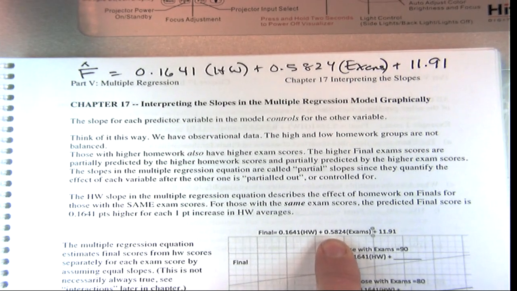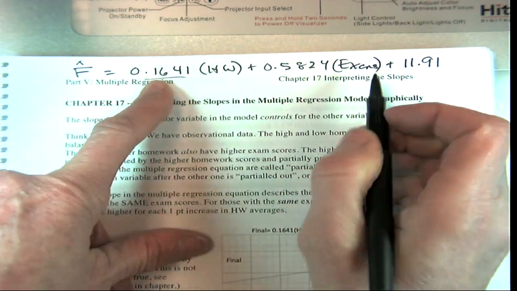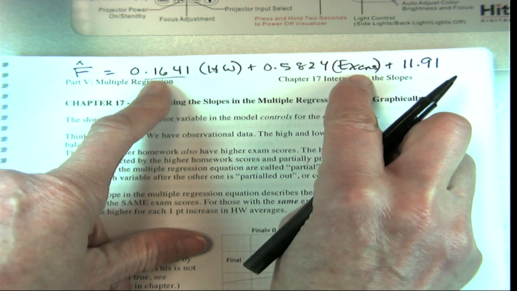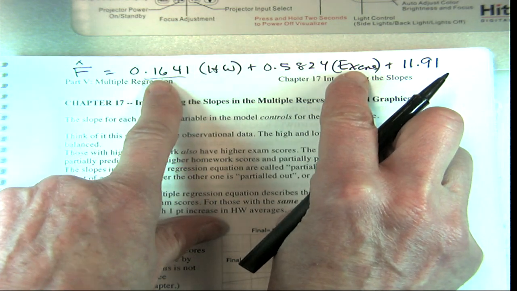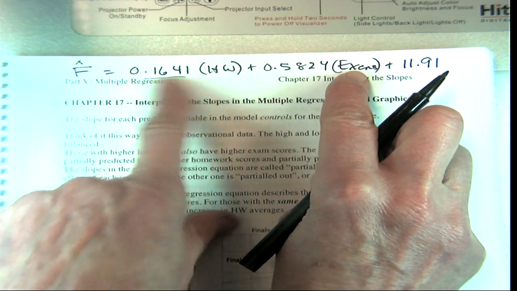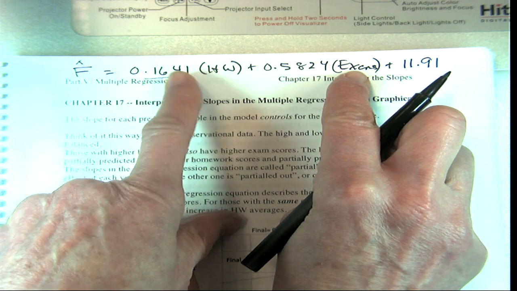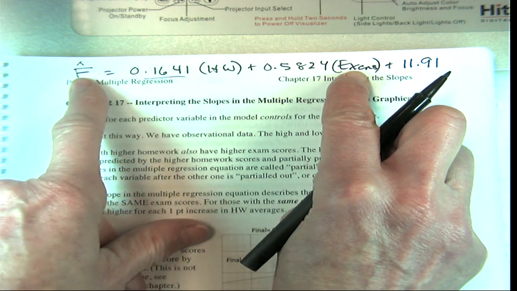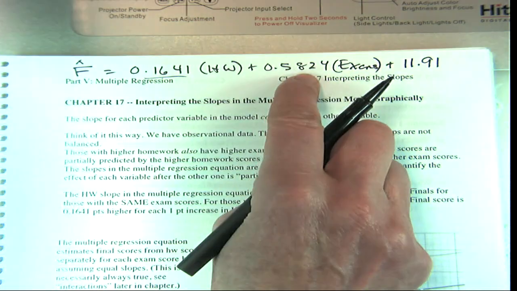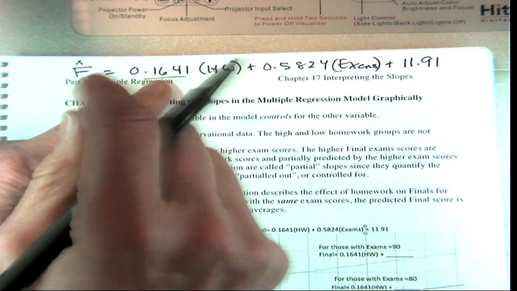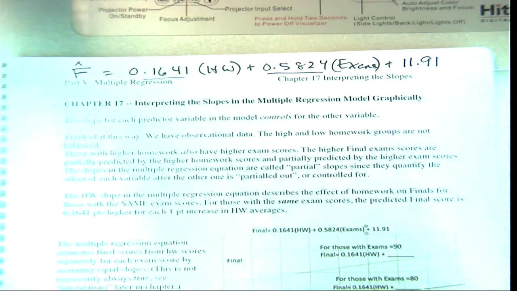So what I'm saying is that what this slope right here for homework says is that for those people who have the same exam scores, let's say they both have an 80 on the exams, this is the difference that an additional point of homework, just this fraction of it, 0.1641, makes on the average to raise their final score. And this coefficient for exams says that for people who have the exact same homework score, you can see it's a lot bigger effect that exams have on the final.